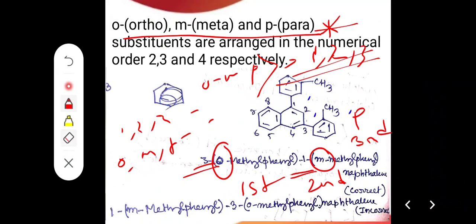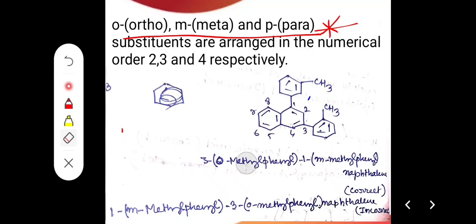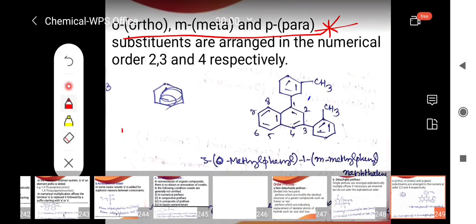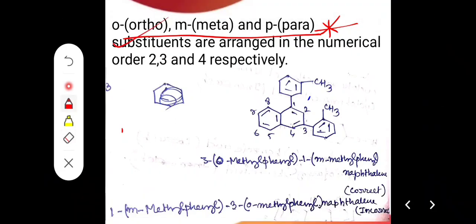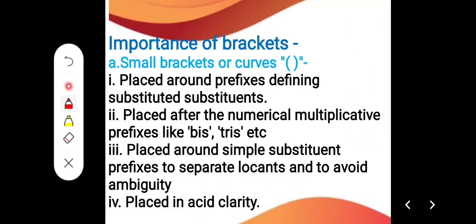In that case, there are numbering systems, but preference goes to ortho, meta, para. If ortho, meta, para are there and the numbering system is also there, we do not look at the numbering system. We have to look at ortho, meta, para. Ortho is written first, then meta, and then para. This is the right one, because ortho comes first, then meta, and this is incorrect because meta comes first, then ortho. That's why it is incorrect.